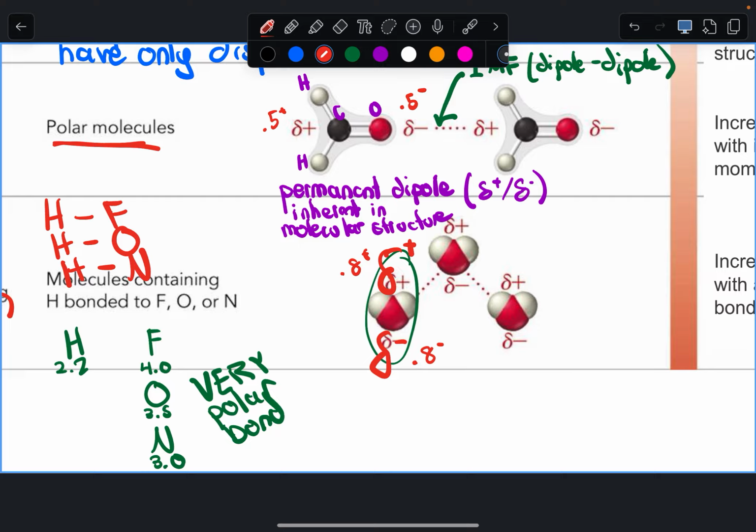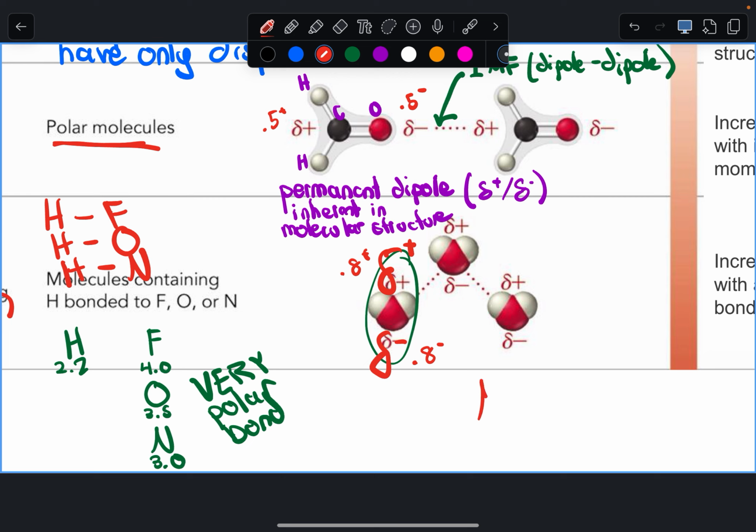If I have two small magnets, it doesn't take a whole lot of energy for me to pull them apart. Whereas if I have two really big magnets, that takes a lot of energy for me to break them apart. The same thing is true here. The larger amount of partial charge it has, the stronger it's going to hold together.